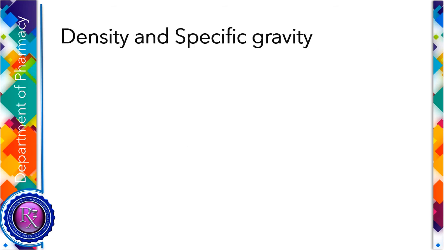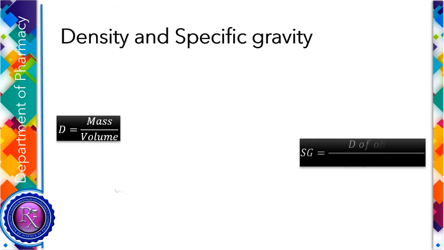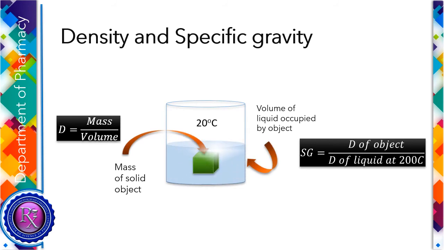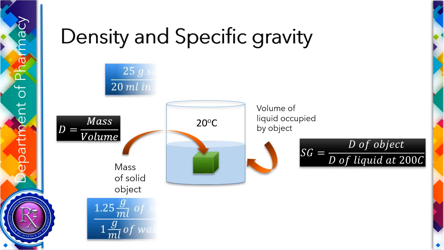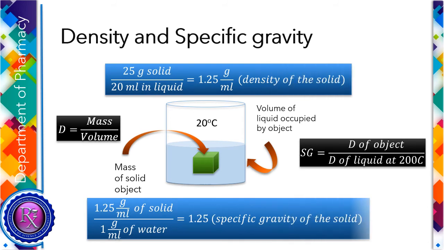Density and specific gravity. Density is defined as the mass of a specific volume of an object, while specific gravity is defined as the ratio of the density of the solid part of a material to the density of water at 20 degrees Celsius. With the given sample, you will notice that the density of the object and its specific gravity are the same, except that the specific gravity is unitless.